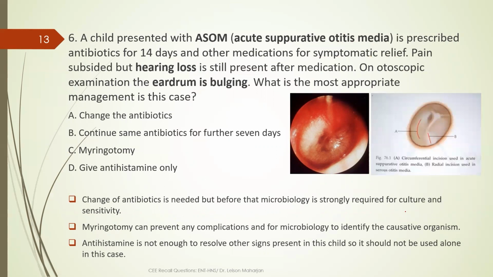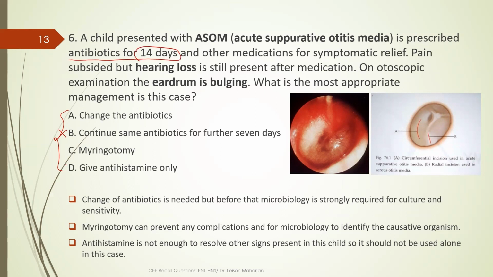So our options are: A, change the antibiotic; B, continue the same antibiotic for a further seven days; C, myringotomy, which is to make an incision in the tympanic membrane to drain the fluid; and answer number D is give antihistamine only. From these options, we can clearly rule out answer number B, because there is no point using the same antibiotic for 7 more days when it is not properly working for 14 days.